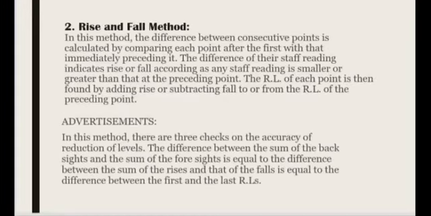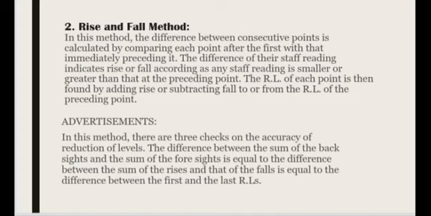Rise and fall method. In this method, the difference in level between consecutive points is calculated by comparing each point after the first with that immediately preceding it. The difference of their staff readings indicates a rise or fall, according as the staff reading is smaller or greater than that of the preceding point. The RL of each point is then found by adding the rise or subtracting the fall to or from the RL of the preceding point.